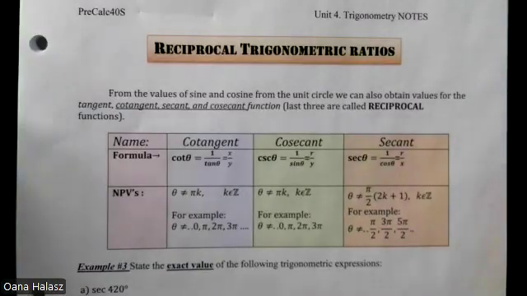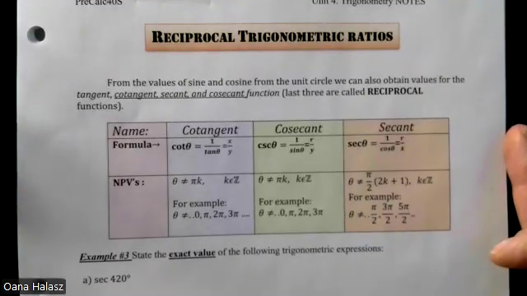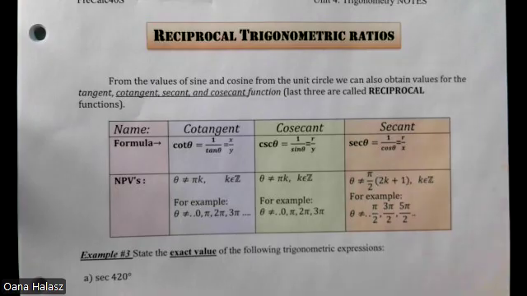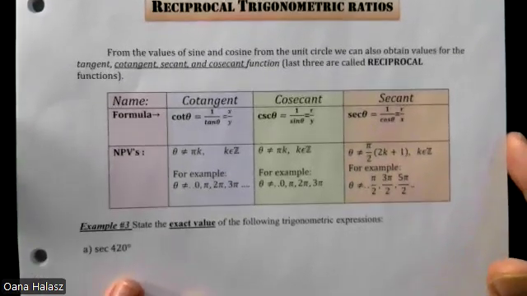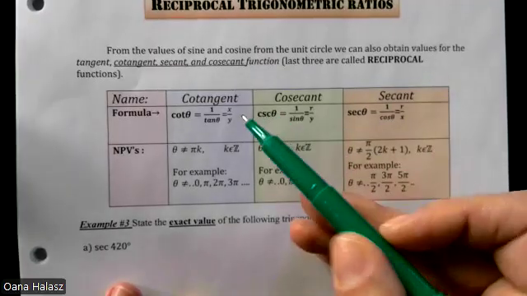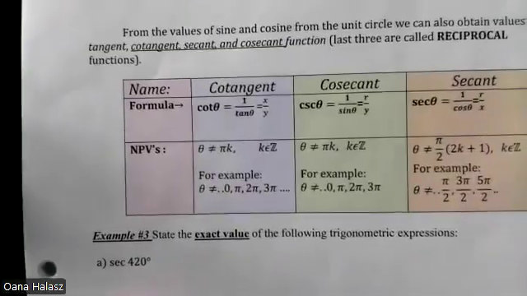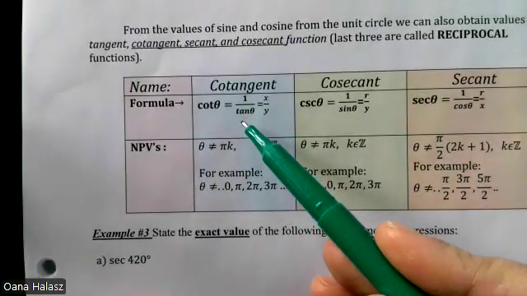So today we're continuing on with reciprocal trigonometric ratios, which are all ratios that can be obtained by doing the division of 1 by any of our trigonometric functions that we've learned so far. So the first one is called cotangent. And cotangent is the reciprocal of the function tangent.